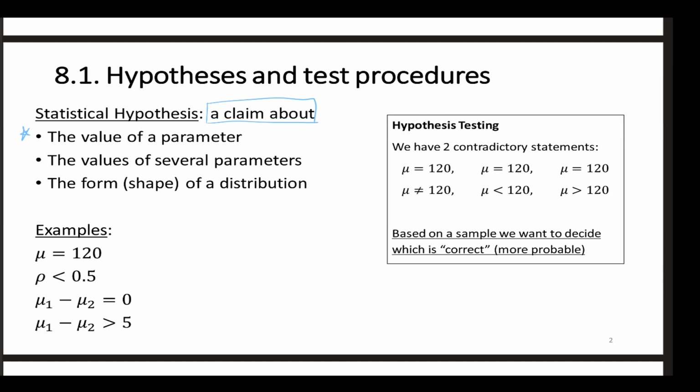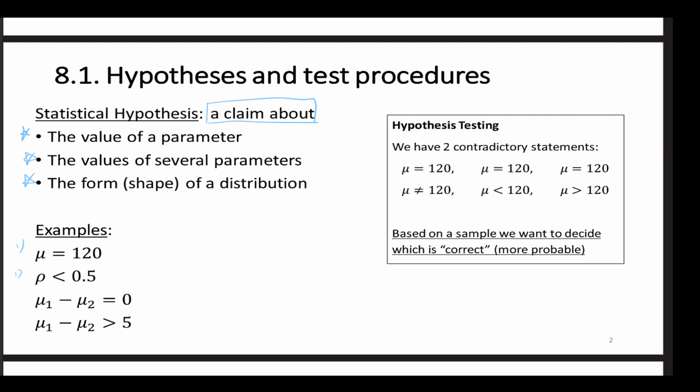Or you can make a claim about several parameters, or you can make a claim about the shape of some distribution. These are all claims that you could make, statistical hypotheses. All right, so these are examples down here. The first example, you can make a claim about the mean being exactly 120. Or you can make a claim about something called rho. I don't know what that could be, we'll see later. Rho could be less than 0.5.